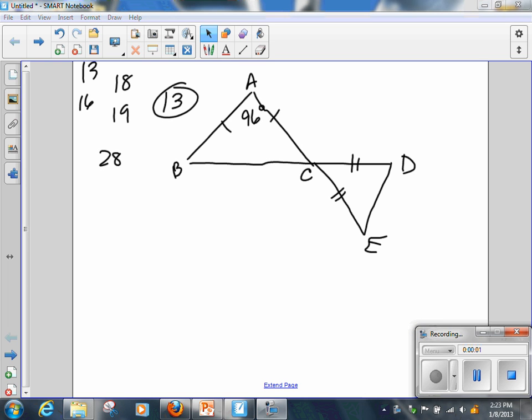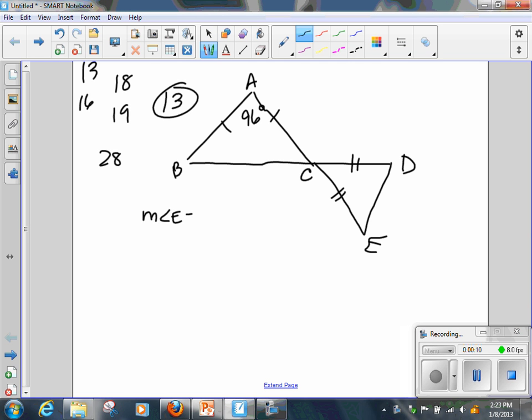Because you got to do it at some point. All right, so what you're told to do in this problem is to find the measure of angle E. That's what we got to find. I don't know anything about that triangle where E, that vertex, is. So I've got to work with the triangle that I know something about. I know something about triangle ABC. I know that this vertex angle is 96 degrees.